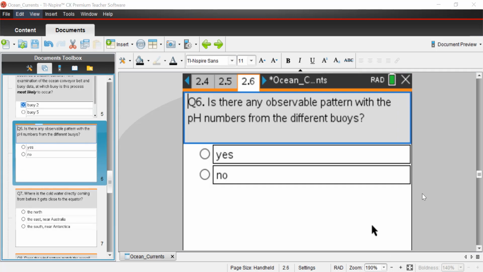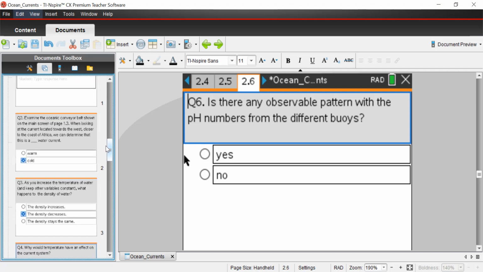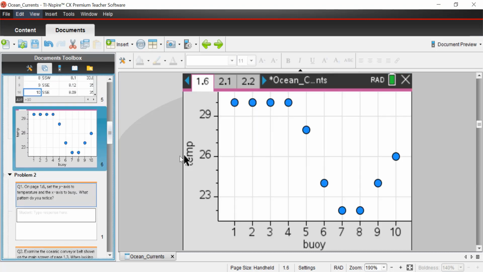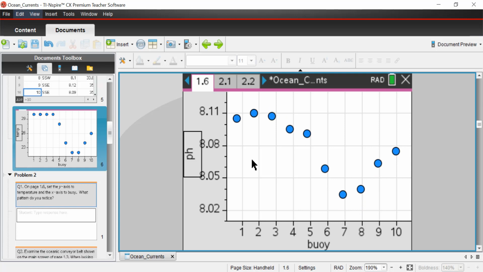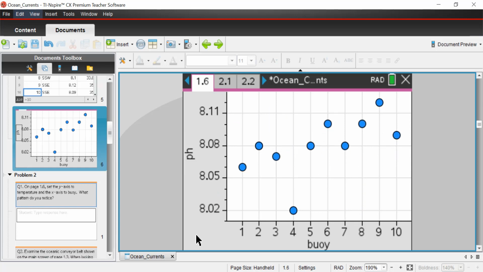Okay, next question. Is there any observable pattern with the pH numbers from the different buoys? Well, let's go take a look. Let's go back up to the data and choose pH. Okay, so pH went from a range of 8.02 to 8.12. So there wasn't really any big change in pH from one buoy to the other, and I certainly don't see much of a pattern here, especially within such a narrow range.